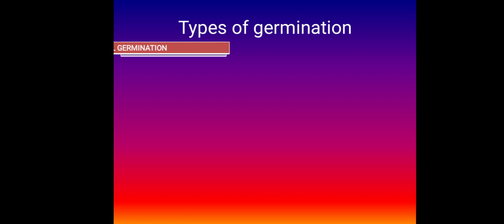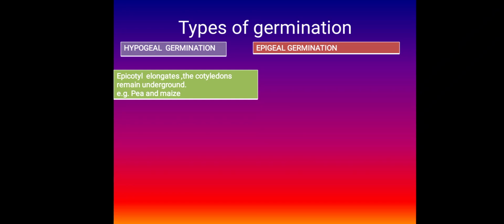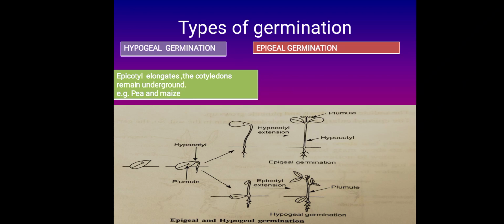Types of germination. We have two types of germination: hypogeal germination and epigeal germination. What is hypogeal germination? The epicotyle elongates, and the cotyledons remain underground, as in the case of pea and maize.